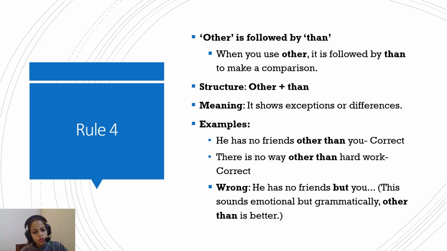But sometimes students say he has no friends but you. But is wrong here because but is followed by else and not other. It is not correct here. Okay. For other, you have to follow it with than.